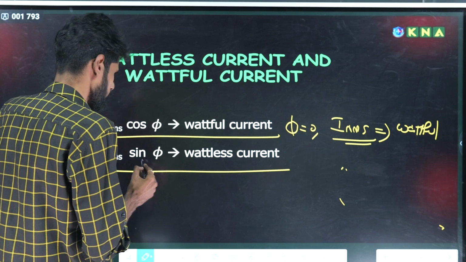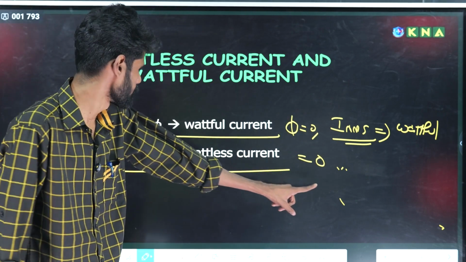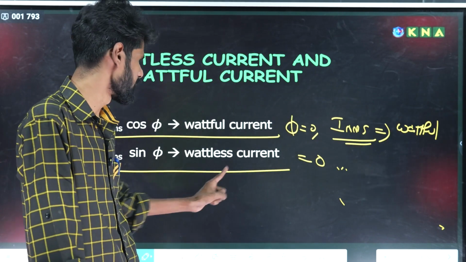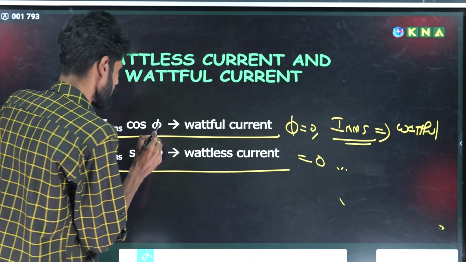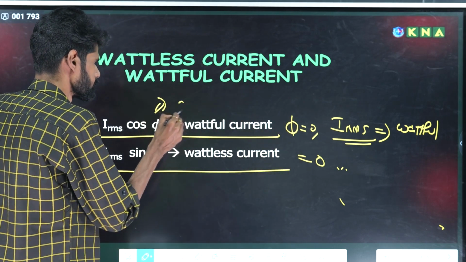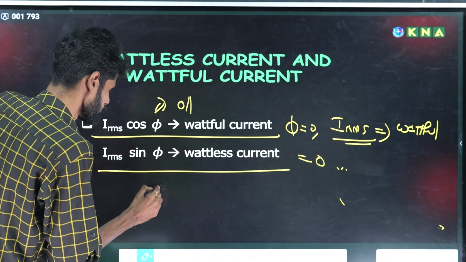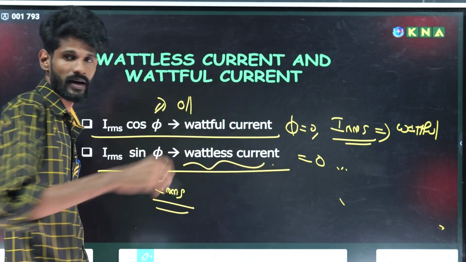Phi = 0 substituted here, it becomes 0. That means for a pure resistive circuit only wattful current exists, no wattless current. For a pure inductive circuit, when an inductor comes, phi will be pi by 2. Substituting phi = pi by 2, this value becomes 0. So there is no wattful current. Here, substituting phi = pi by 2, we get IRMS. That IRMS is known as wattless current.